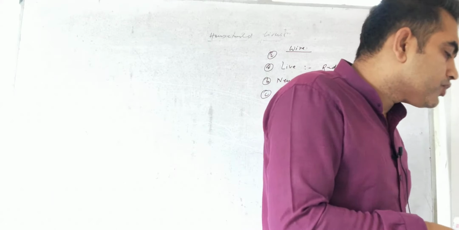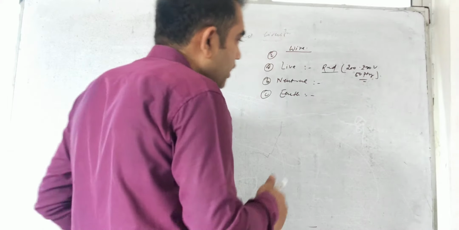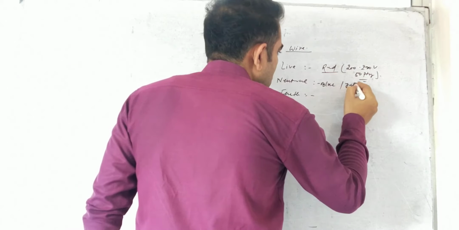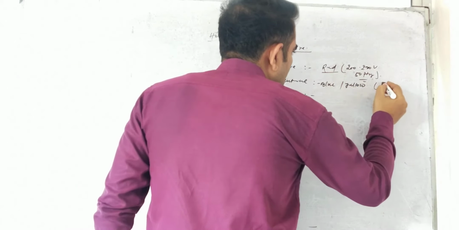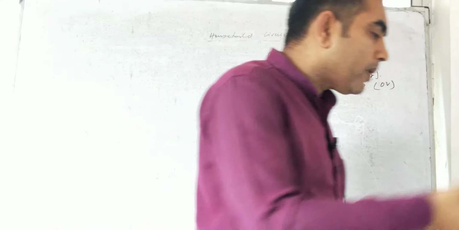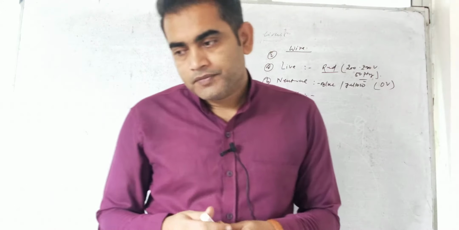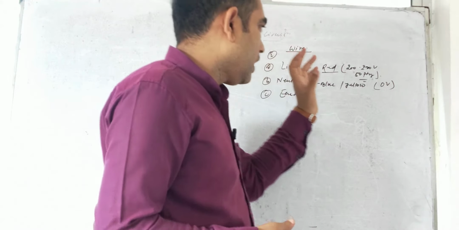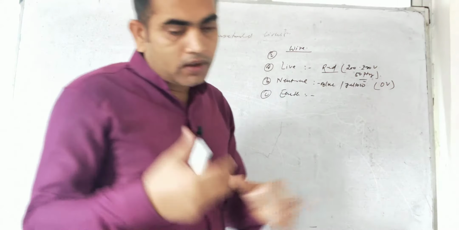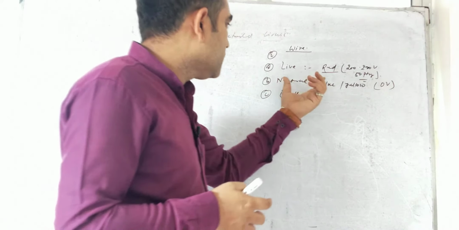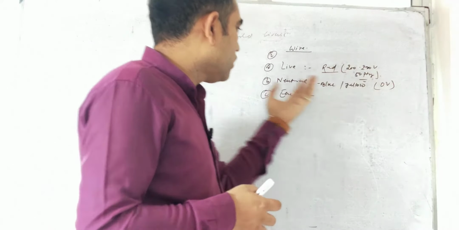Next one is the neutral wire. It is of the blue or yellow color. It always remains connected to the 0 voltage, and it provides the return path for the flow of electric current. So the second one is neutral, having the blue or yellow color, always remaining connected to 0 volt and providing the return path for the flow of current.